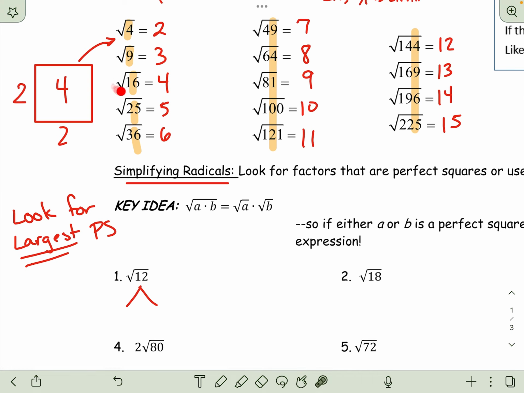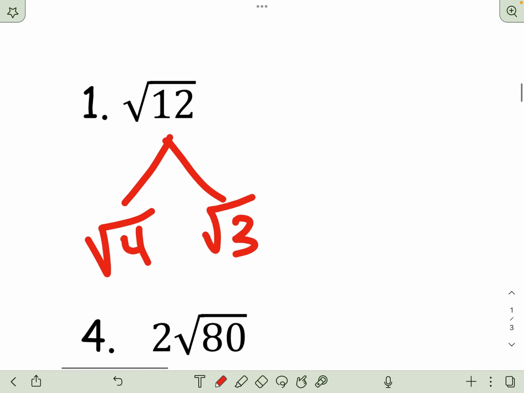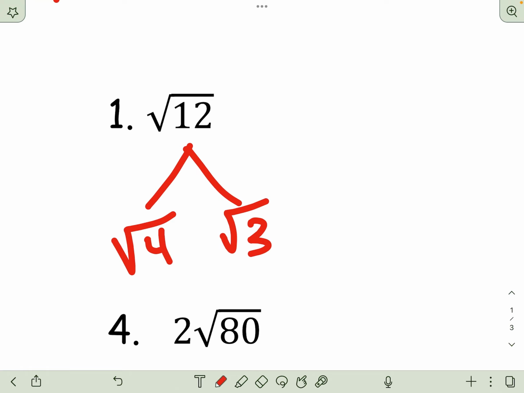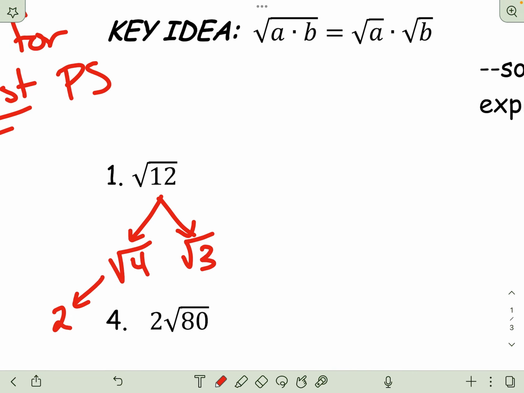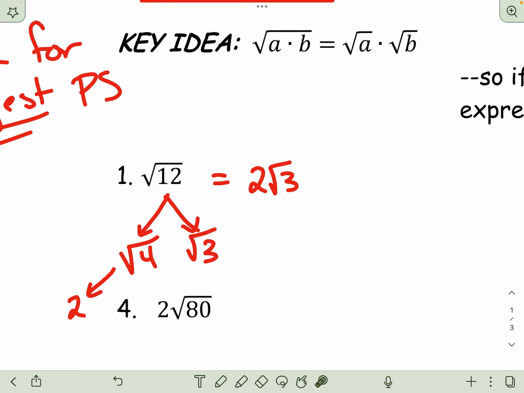Well, is 12 divisible by 16? No. Is 12 divisible by 9? Not evenly. Is 12 divisible by 4? Yes. So we're going to break this down to radical 4 and radical 3, because 4 times 3 gives you 12. And then since 4 is a perfect square, we can break it down a little bit further. And that's going to give you just 2, because 2 times 2 gives you 4. So the square root of 4 is 2. So that means our simplified version of radical 12 is 2 radical 3. So again, we're using a factor tree here, breaking it down.